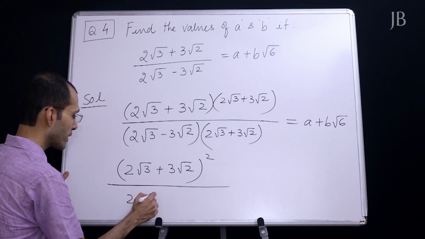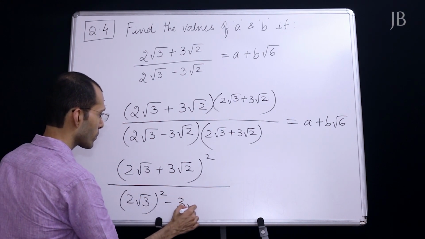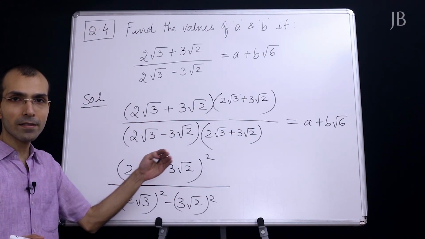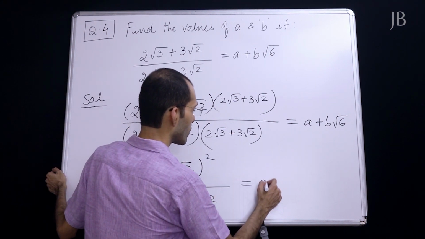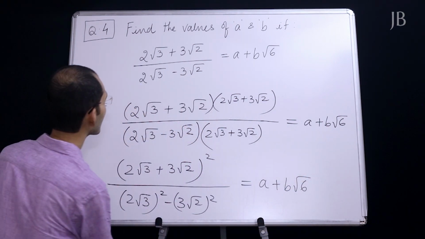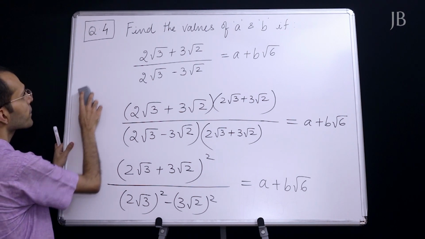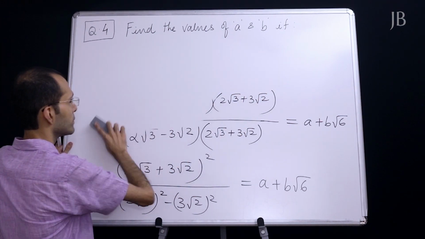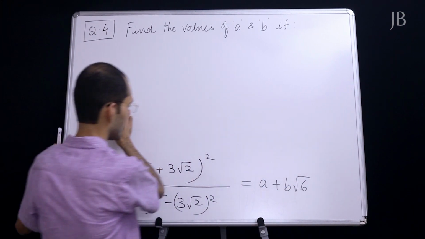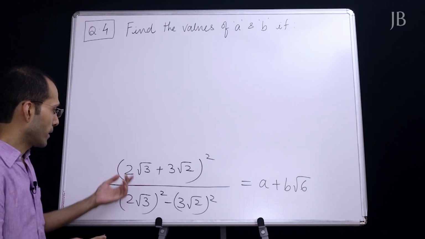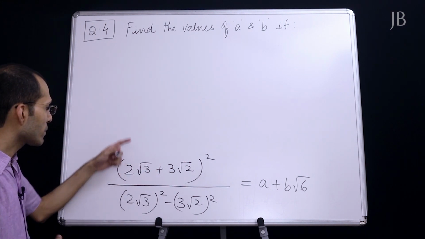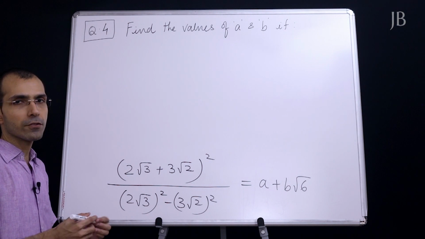So this will be 2 root 3 the whole square, minus 3 root 2 the whole square, because a minus b into a plus b is what? A square minus b square. This is equaling a plus b root 6. This is a plus b the whole square. So now we can go fast because you have sum number 4, you are comfortable now. So this will be a square. So 2 root 3 the whole square, that is 2 root 3 into 2 root 3.